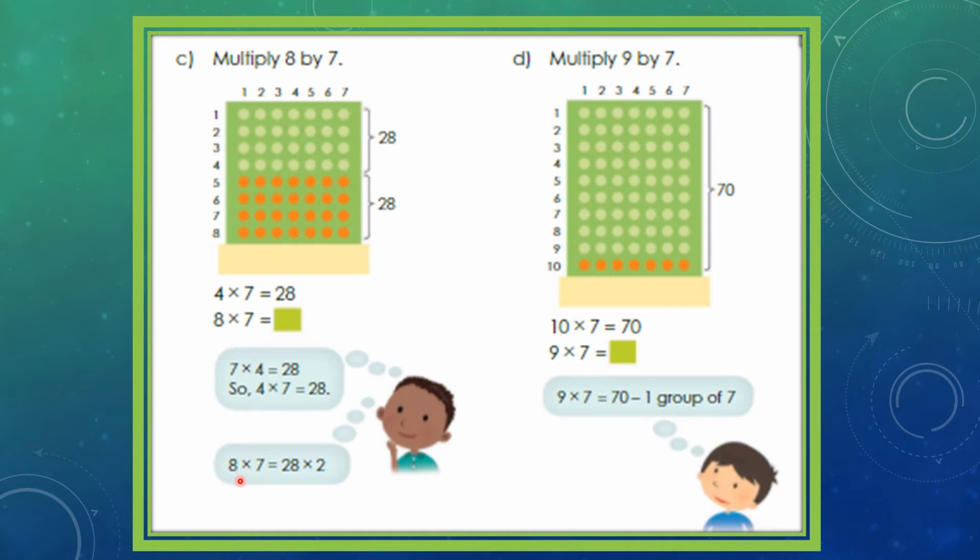So now here, 8 times 7 equals 28 times 2. So the final product of this one, if we're going to multiply directly, is 56. So we have your letter D, class. Problem: multiply 9 by 7.